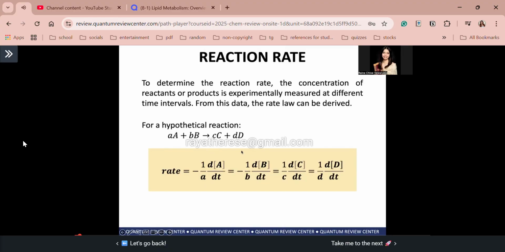So for example, here we have a hypothetical reaction where A and B are your reactants and C and D are your products. Okay? So this means guys that A and B, the reactants, they are being used up. Yung C and D, they are the products and they are being formed. And the small a, b, c, d, they are the coefficients from the balanced chemical equation. So rate is equal to negative 1 over a dA over dt and is equal also to negative 1 over b dB over dt.